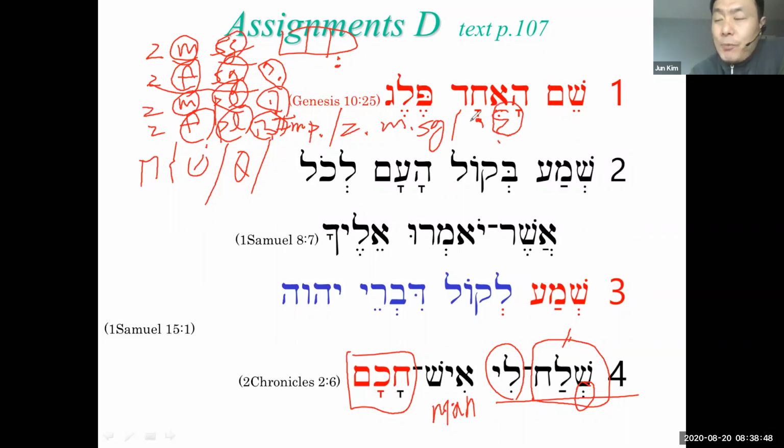This lamed is a preposition. And what about this then? This lamed is a preposition. And then what is this? You said pronominal suffix, right? Yes. What is it? It means me. To me. Yes, 1CSG pronominal suffix. So if you have to divide this one, I will go for lamed.